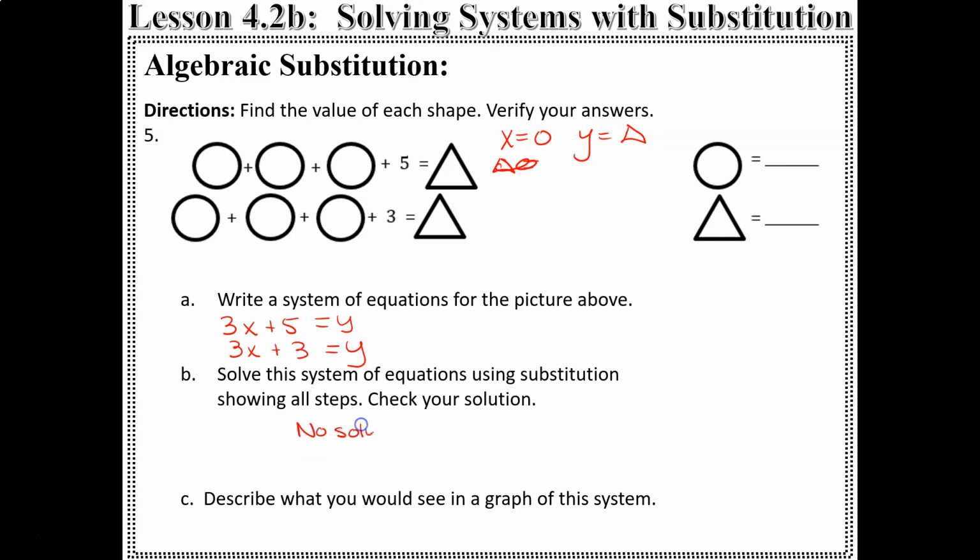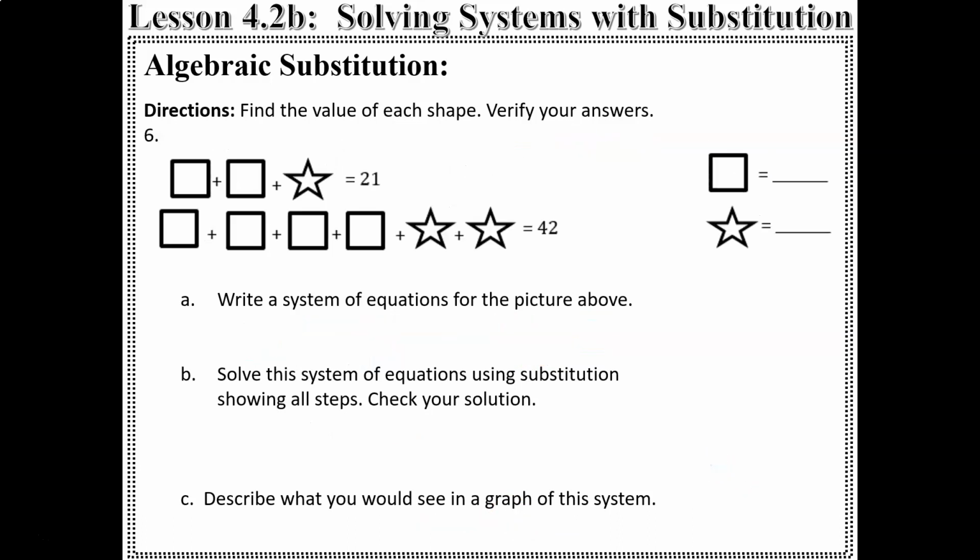Let's look and see what happens when you try to solve it, though. If I plug this in for that, I have 3x plus 5 equals 3x plus 3. And when I go to move the variables to one side, I end up with 5 equals 3, and it's not equal. What would I see in the graph? You would see a set of parallel lines that never touch if you graphed this. Okay, you know where we're headed with this one.